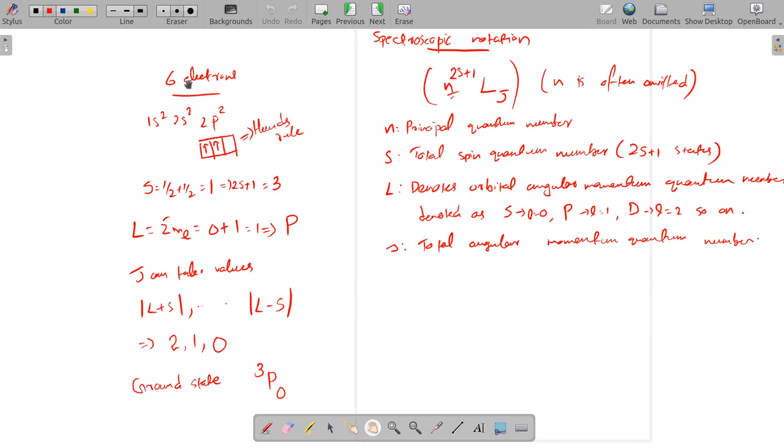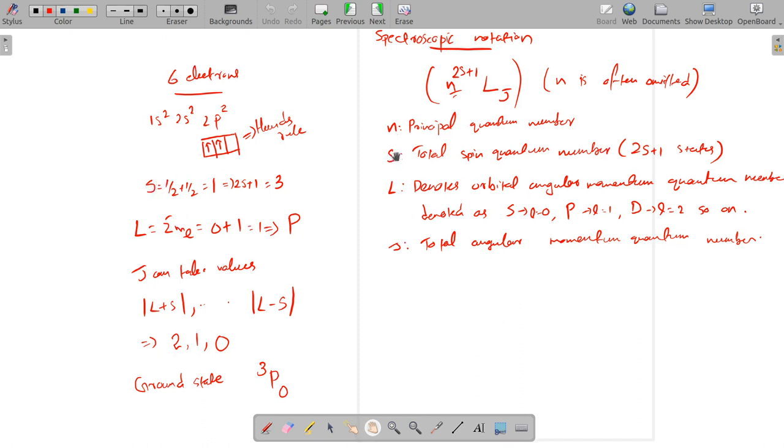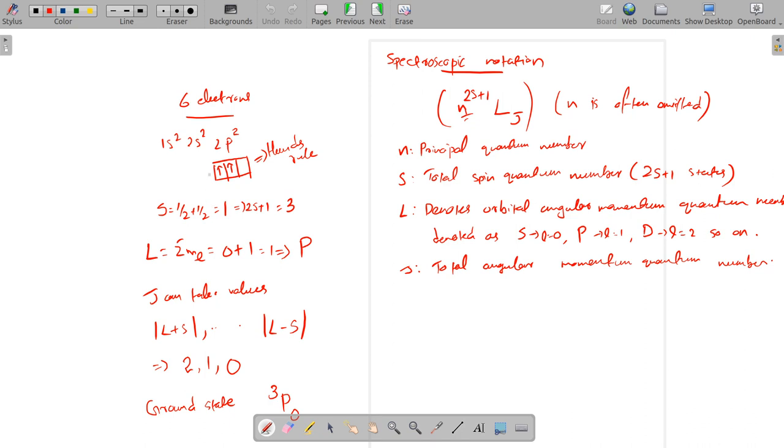In this particular case, you have a 6 electron atom, a carbon atom. You take the outermost shell, 2p2, a p orbital with 2 electrons. The first thing to calculate is the total spin quantum number. Each electron is a spin half particle, so you simply add them and get a total S of 1.